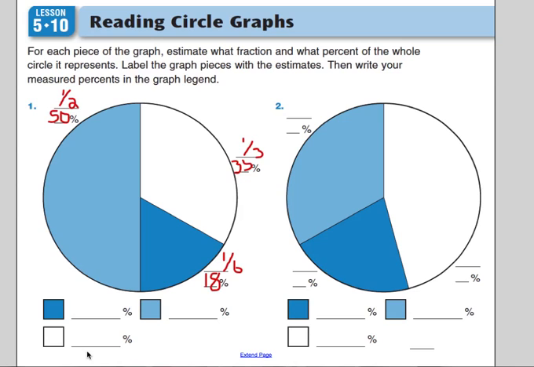This down here is the legend. They said for you to write your measured percents in the legend down here. So you're going to actually measure and put as close as you can to the exact percent on these lines. And do that for each of the graphs on this page. And we'll compare and check them tomorrow in class, and you can see how well you're doing at both estimating and measuring.